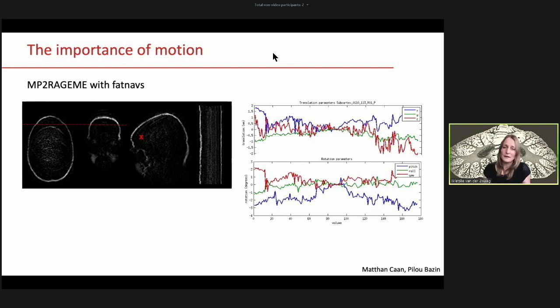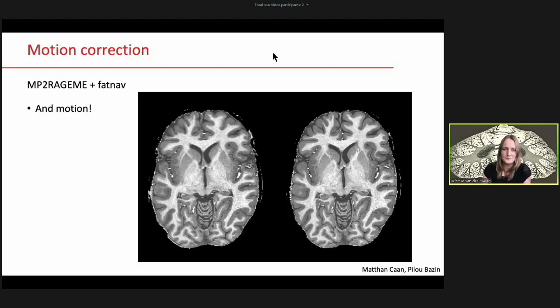And with that information, you can then go back to the raw data of the slowly acquired anatomical scan and put the K-space points back in the place they should have been had the subject not moved. You can also do this in a prospective manner. There's very nice work on measuring the motion as you go and then updating the gradient system. We chose to do it retrospectively. The nice thing of doing it retrospectively is that you can compare with and without motion correction.